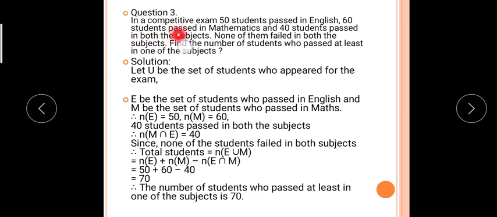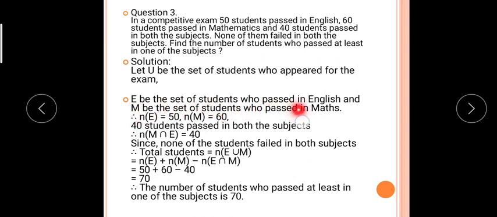Now in a competitive exam, 50 students pass in English, 60 students pass in mathematics, and 40 students pass in both. Listen, in math how many passed? 60. In English 50, and in both 40. When both are given, it means that it is an intersection set. So none of them failed both subjects. Find the number of students who pass in at least one of the subjects. Now we have to find at least one of the subjects, that is the union of math and English.